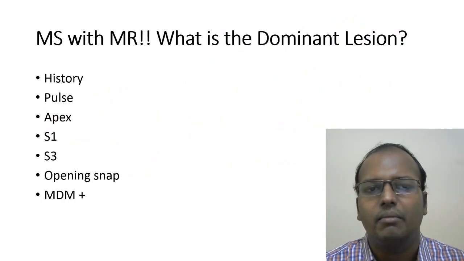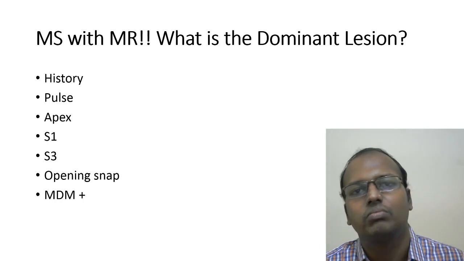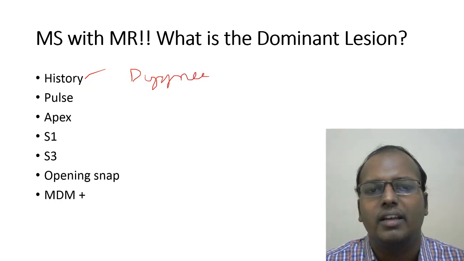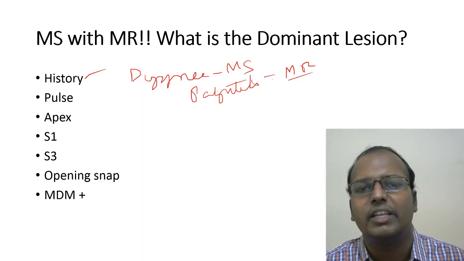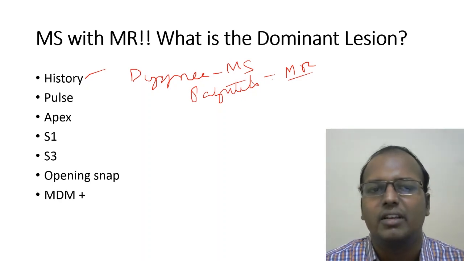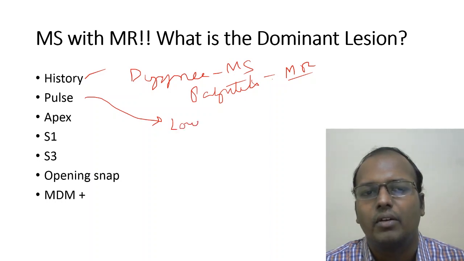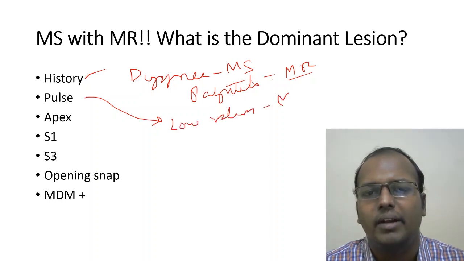Then, in mitral stenosis with mitral regurgitation, what is the dominant lesion? How can you identify? History-wise, predominant dyspnea favors mitral stenosis, whereas palpitation favors mitral regurgitation. Pulse will be low volume in mitral stenosis, understood? It will be normal volume in mitral regurgitation.